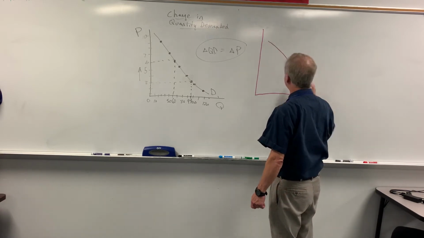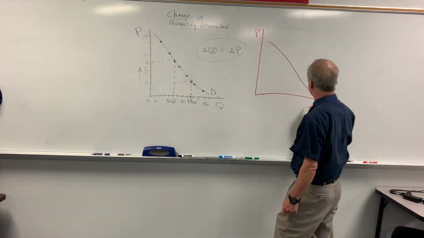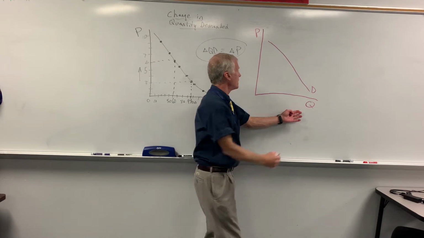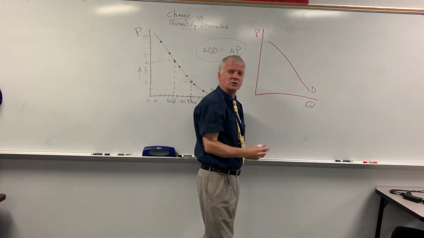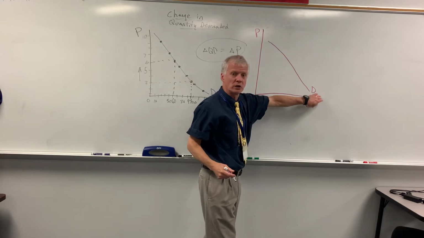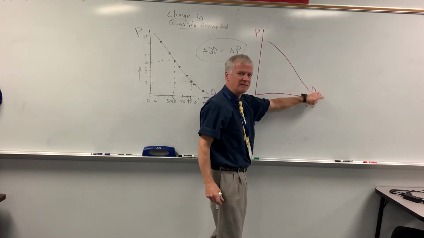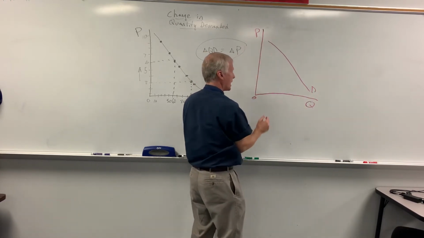So we still always have our price on the vertical axis, always. We'll still always have our quantity on the horizontal axis, always. Our downward sloping demand curve is labeled D for demand. Price on the vertical axis, quantity on the horizontal axis.